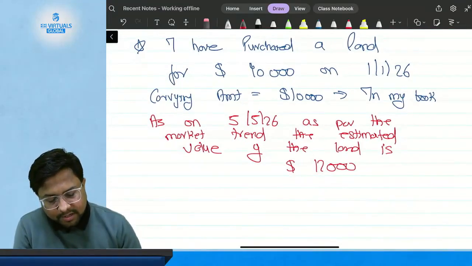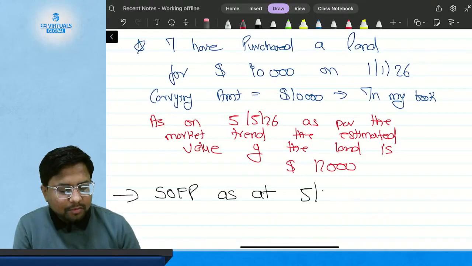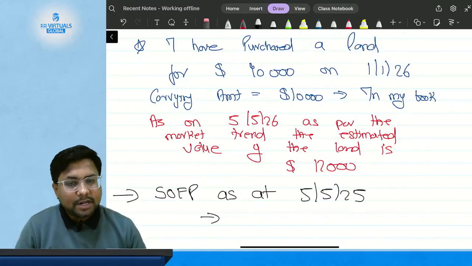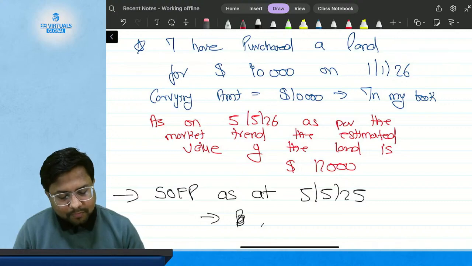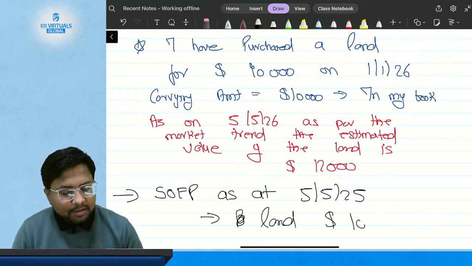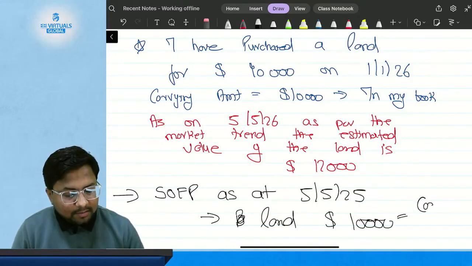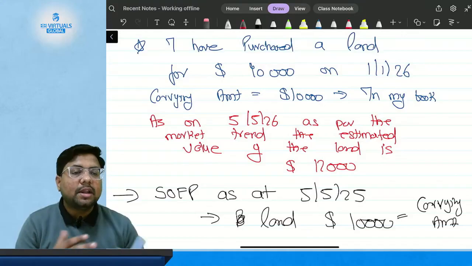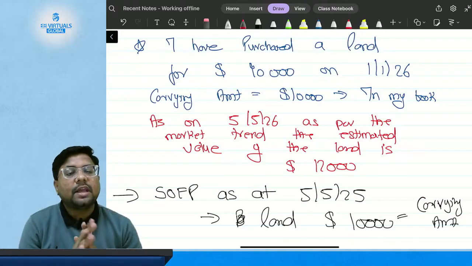But if I ask you what is your statement of financial position as at 5th of May 2025, you are going to show your land at a value of $10,000 only. That is your carrying amount. You are not going to increase the value of land based on the market rate or as per the valuation reports, because this is your carrying amount.